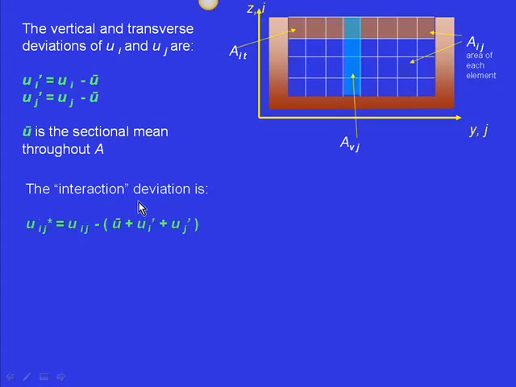And then a difficult term that's called the interaction deviation is given by this U sub ij, which represents the flow at each one of the cells minus the cross-sectional mean plus the fluctuations with respect to the slabs and with respect to the water column. So this term will usually be a small term, as you can imagine, because we're looking at deviations from deviations.